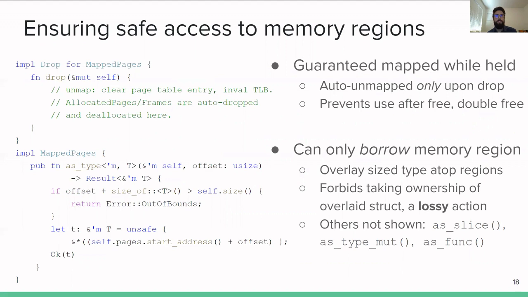MappedPages also ensures that its memory region is only accessed safely. It implements all unmap and cleanup functionality only within its drop handler, which is automatically invoked by the compiler or by Theseus's unwinder once no outstanding references to it remain. This allows the compiler to statically prevent use after free and double free bugs. To access the memory region, one must use methods like the asType method shown here, which only allows the caller to obtain a borrowed reference to a type overlaid atop that memory region, ensuring that its lifetime is tied to that of the underlying memory mapping. Obtaining direct ownership of an overlaid struct type is impossible, as that would lossily discard that lifetime relationship and allow for potential use after free bugs to be introduced.